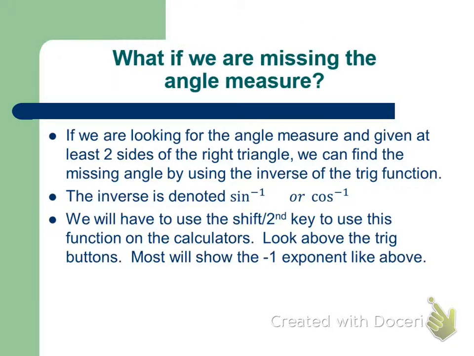All right, technically we've already talked about this, but now we're kind of officially putting it in the notes. What if we're missing the angle measure? We've already done this. This is not brand new. If we're looking for the angle measure and given at least 2 sides of the triangle, we can find the missing angle by using the inverse trig function. So we could have sine inverse or cosine inverse, or we've also used tangent inverse.